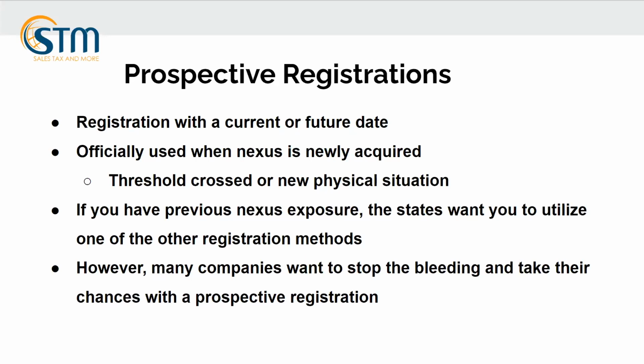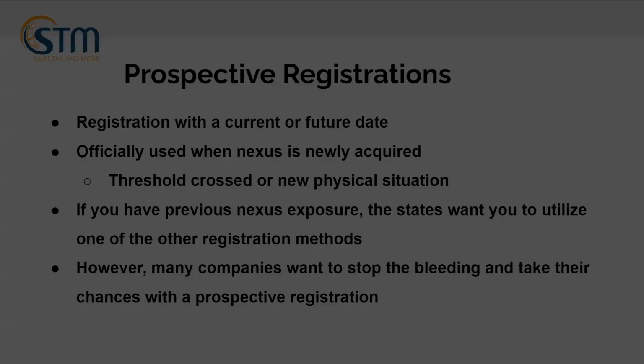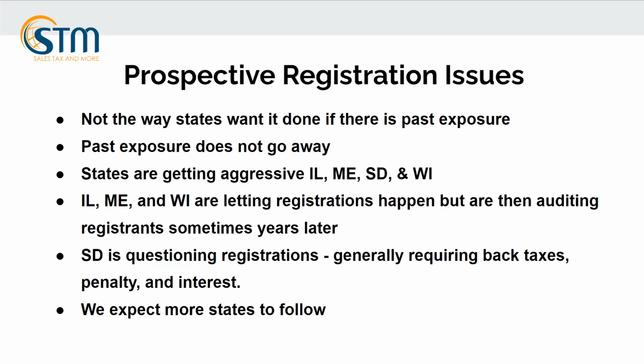Now, as I mentioned earlier, some states are cracking down, like Illinois and Wisconsin. We don't allow any of our clients to do prospective registrations in those states, because it's not a matter of if the state is going to find out, it's a matter of when the state contacts you. So here are some of the issues. It's not the way the states want it done. If there is past exposure, the past exposure is not going away. Here are some of the aggressive states out there. Illinois and Wisconsin are absolutely the most aggressive.